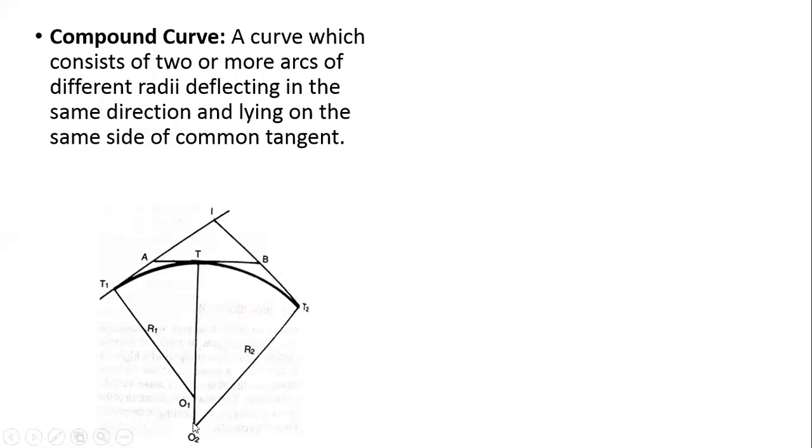So any curve consisting of two or more arcs of different radii, but deflecting in the same direction, and at the point where the two arcs meet, if you draw a tangent line, this line is called your common tangent. The line ATB is called your common tangent. Clear? So a compound curve means a curve consisting of two or more arcs with their centers on the same side of the common tangent. This is my common tangent, and both the centers are on the same side. This type of curve is called your compound curve.